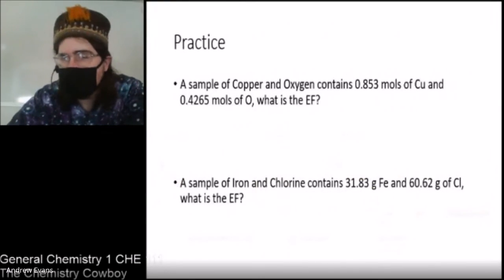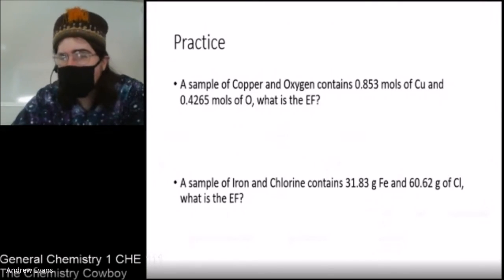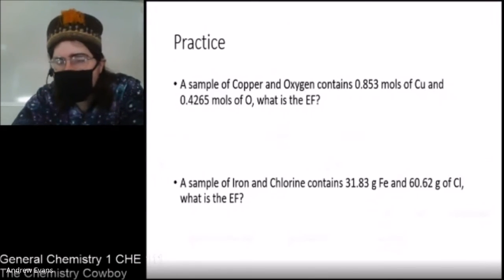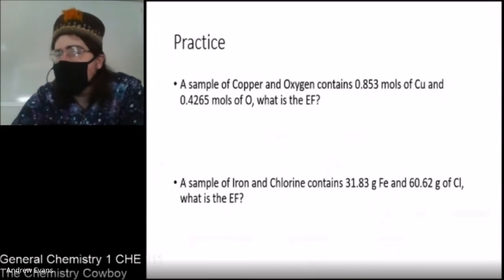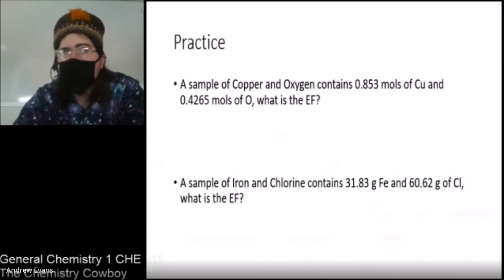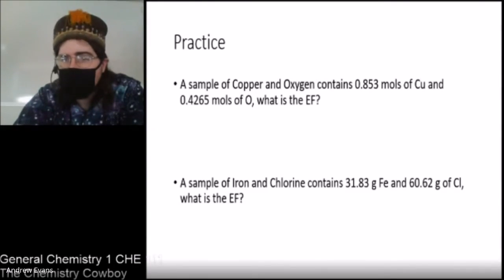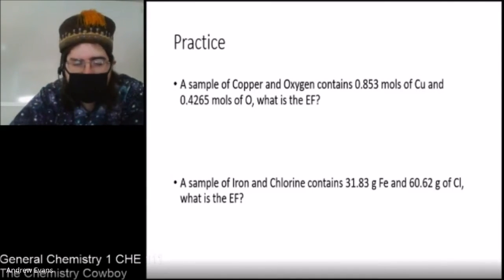But okay, the best way to do this is to actually do some practice. So a starting problem, we start from the easiest possible position. We have a sample of copper and oxygen. We can't tell right off the bat because copper could be copper 1, copper could be copper 2. We don't know without actually looking at the empirical formula. But given that we have 0.853 moles of copper and 0.4265 moles of oxygen, what is the empirical formula?